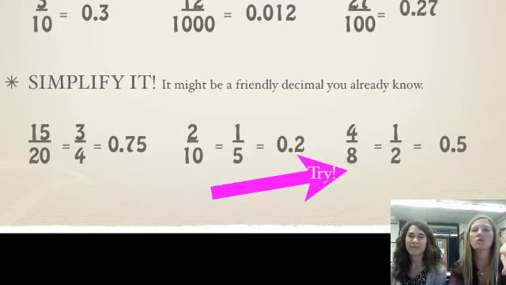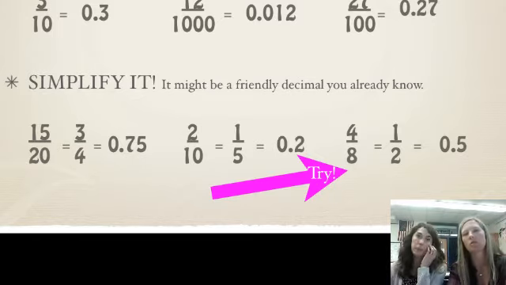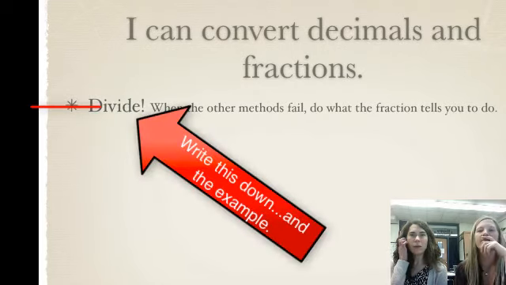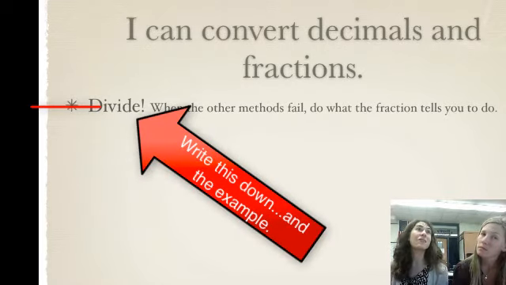So those are 2 easy ways, and again, it's not always going to be that simple. So now here's what to do if you don't have one that you can solve in one of those 2 ways. The third way that you can start with a fraction and turn it into a decimal is by dividing.